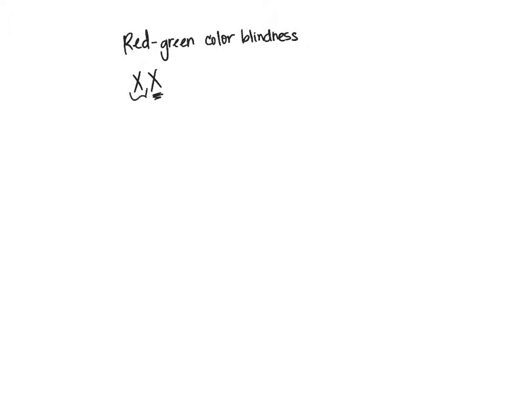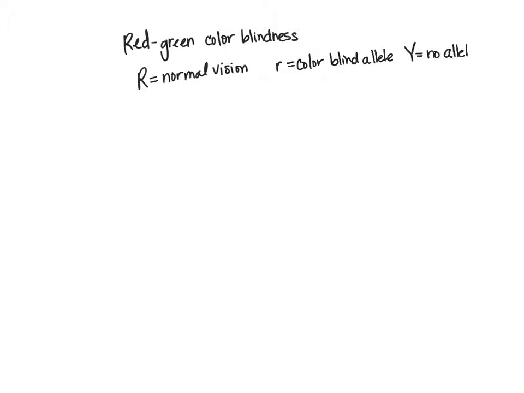So for our alleles, instead of using these X's, let me get rid of this here. Instead, let's just use some R's. So R is normal vision, the big R, and the little r is the colorblind allele. And then on the Y, we have no allele, because this is X-linked. Put that up here so we remember. We have no allele for red-green color blindness on the Y chromosome.